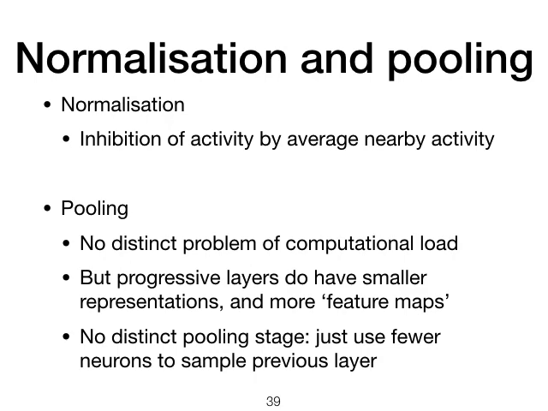But progressive layers do have smaller representations, as we'll see in the next class. As you go up from early visual areas to later visual areas, the representations of the visual field get smaller and smaller, but there are more and more of them. So progressive layers do have smaller representations and they do have more feature maps. This just doesn't rely on a specific pooling stage. All we have instead is that we use fewer neurons to sample the previous layer as we go higher and higher up the network.